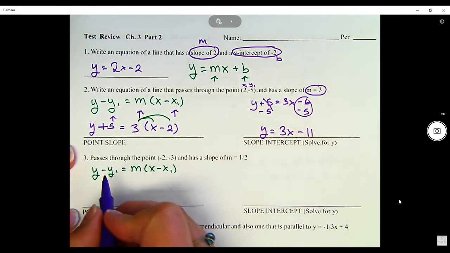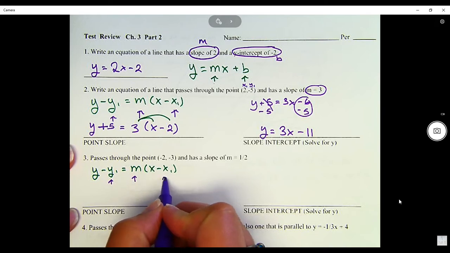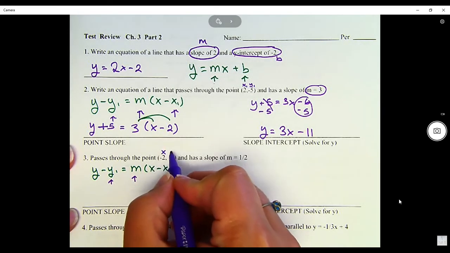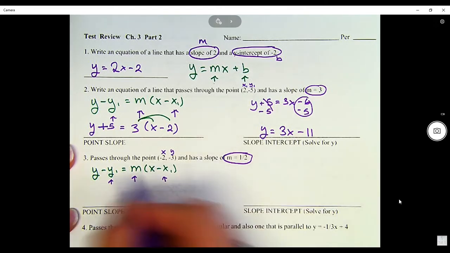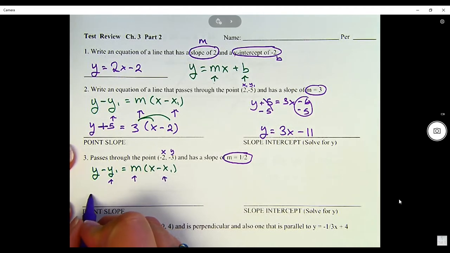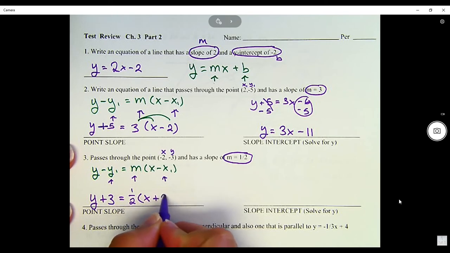All right, let's try that again. Remember to put something in point slope form. You're just replacing a y value, a slope, and an x value. So again, I've got an x value and a y value, and they gave me a slope of 1/2. So I'm just going to rewrite that. So y plus 3 equals 1/2 parentheses x plus 2.